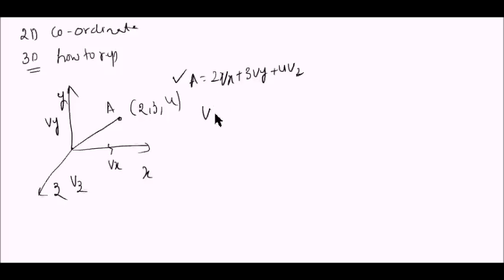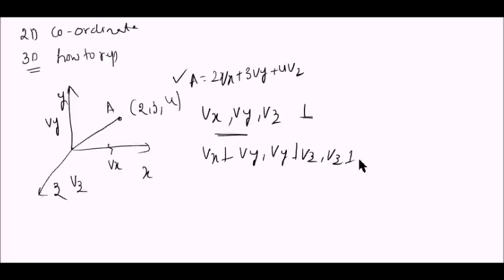If you see, Vx, Vy and Vz, all three are orthogonal to each other. So Vx is orthogonal to Vy, Vy is orthogonal to Vz, and Vz is orthogonal to Vx. So by using these three vectors, any three-dimensional vector can be represented. That's why this is called an orthogonal vector space.